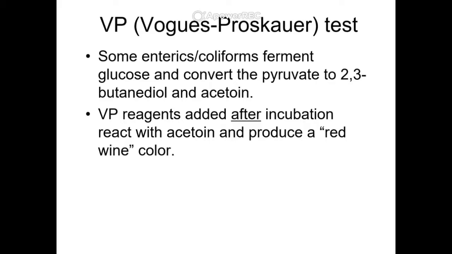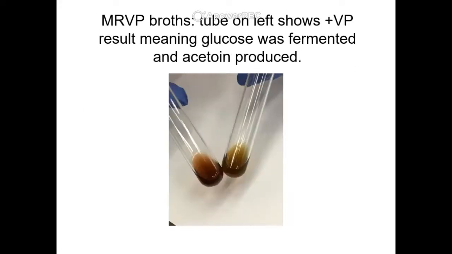The second part of the MRVP test is the Voges-Proskauer test. And some enterics or coliforms can ferment glucose and convert the pyruvate to a compound called 2,3-butanediol and acetoin as their waste products. The VP reagents are added after incubation, and they react with acetoin and produce a dull red wine color. So as you can see here, the tube on the left with that dull reddish wine color is an example of a VP positive test for acetoin.